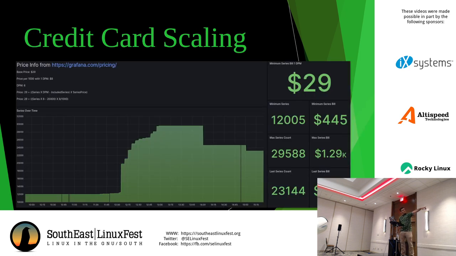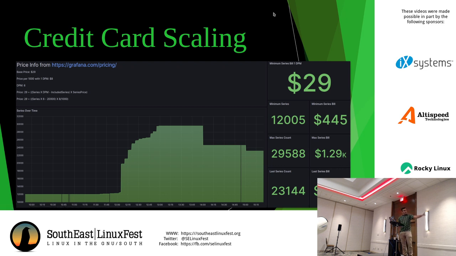Here's an example of credit card scaling from my home lab. This is based off of Grafana Cloud pricing. And basically, the way they bill for metrics data is the number of unique tags in a measurement once a minute. If you log more than once a minute, you get billed a second series. So upper right-hand corner of that dashboard, if I was smart and only sending data once a minute, it would be $30 a month based on Grafana Cloud's pricing, since it's less than 20,000 series. If I didn't do anything, it would be about $445 a month.